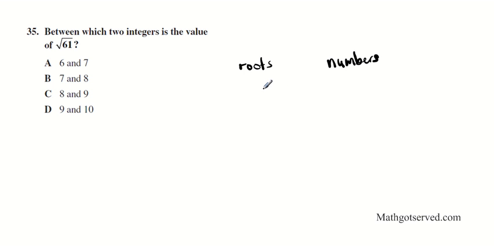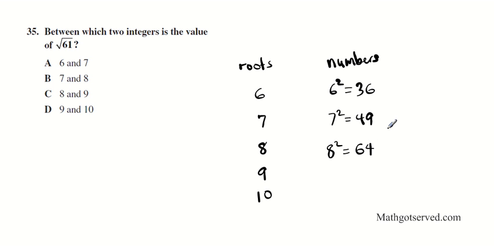Okay, so we have 6, and then 7, 8, 9, 10. So these are the roots, then the numbers are going to be the squares of those, right? Which is 6 squared, which is 36. 7 squared is 49. Is 61 between these two numbers? No. 8 squared is 64. Is 61 between these two numbers? Absolutely. Since 61 is between these two numbers, then the square root of 61 is definitely going to be in between the square roots of these two numbers. So it's going to be between 7 and 8 because 61 is between 49 and 64, okay?